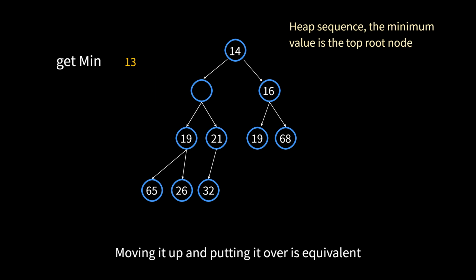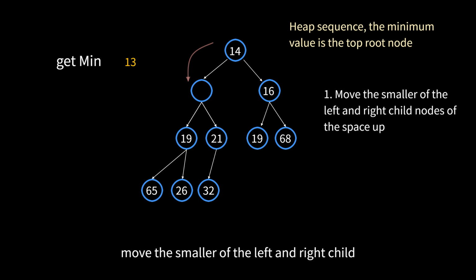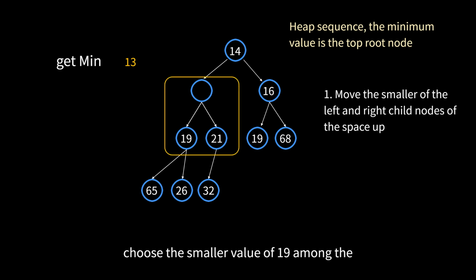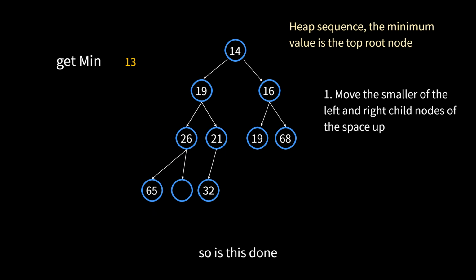Moving it up and putting it over is equivalent to moving the empty space down one level. In the final analysis, move the smaller of the left and right child nodes of the vacancy up. Then, using the same routine, choose the smaller value 19 among the empty node's child nodes and raise it up. Then raise the smaller value 26 in the child nodes up. Okay, so is this done?